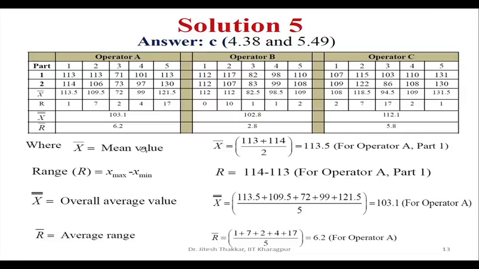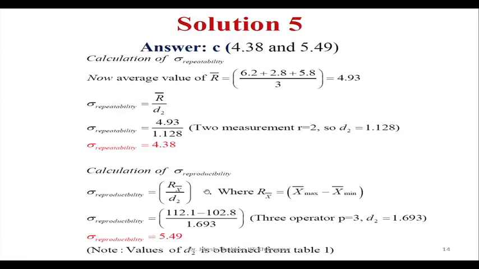You can refer to the notations and their meaning. X bar is equal to the mean value, and the sample calculation is shown. R is x max minus x min. The sample calculation is shown for operator A part 1, and in the same way x double bar and R bar are computed for operator A. Now, we are interested in calculating sigma reproducibility and repeatability.